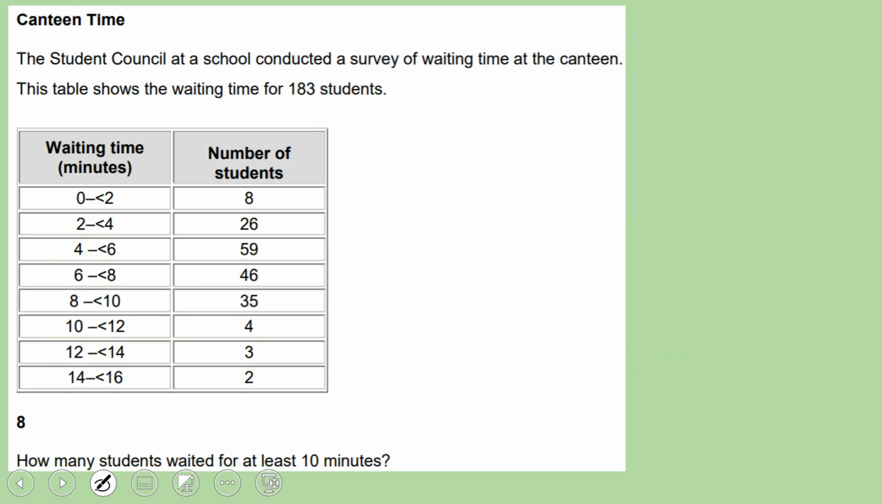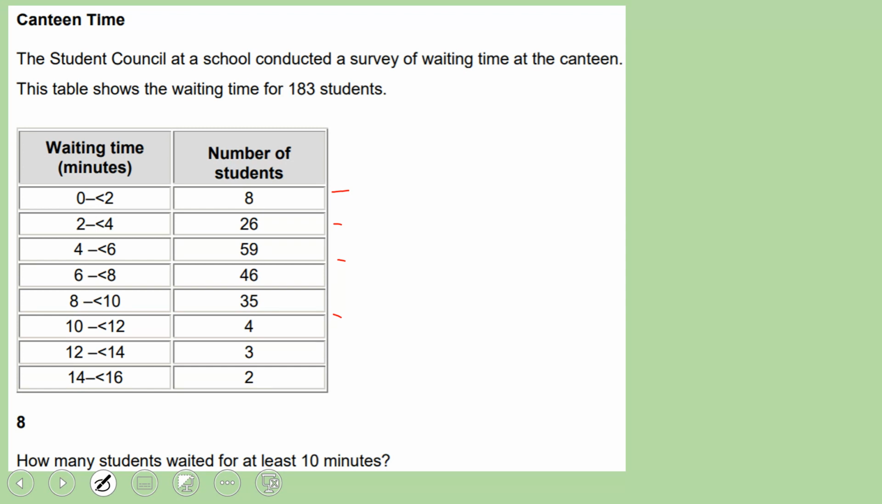Question 8. Student council at a school conducted a survey of waiting time at the canteen. The table shows the waiting time for 183 students, and it mentions them all in that column there. How many students waited for at least 10 minutes? So it's got to be 10 minutes or more. Or sorry, not 10 minutes or more. More than 10 minutes, at least 10 minutes.